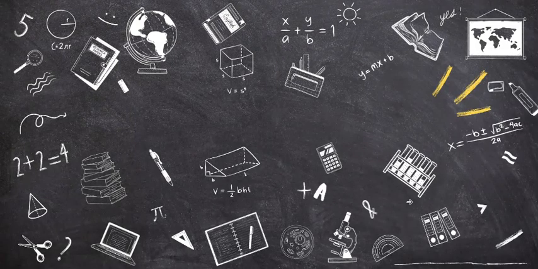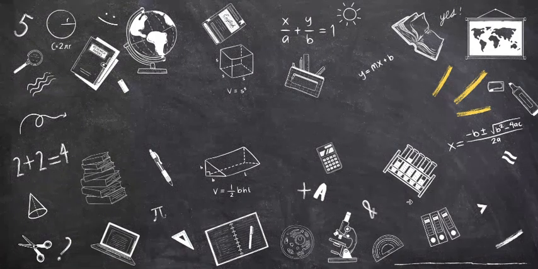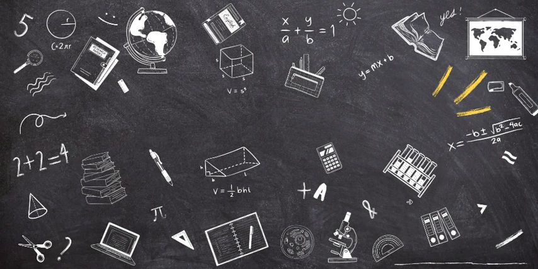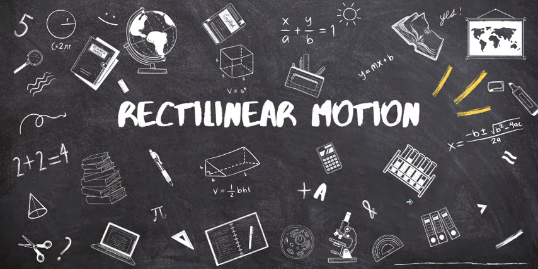Good day, everyone. Today, we're going to discuss a fundamental concept in dynamics, which is rectilinear motion. Rectilinear motion is simply motion that takes place along a straight line. It's one of the simplest forms of motion we encounter, and understanding it is key to grasping more complex motions in physics.